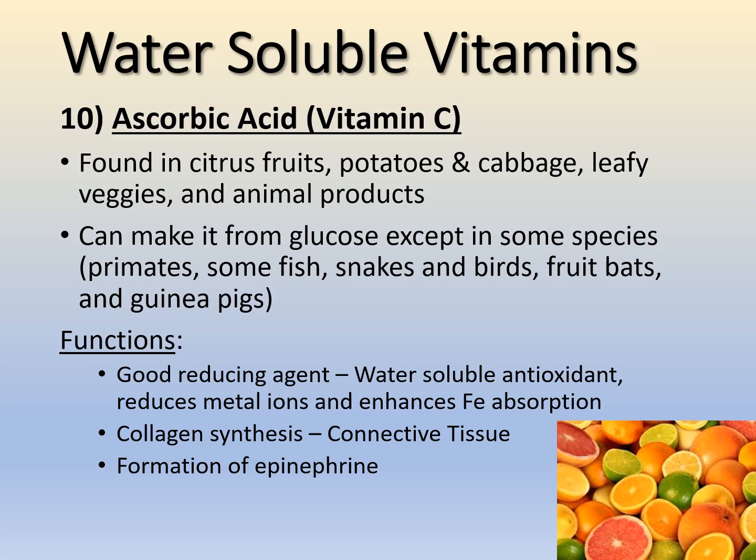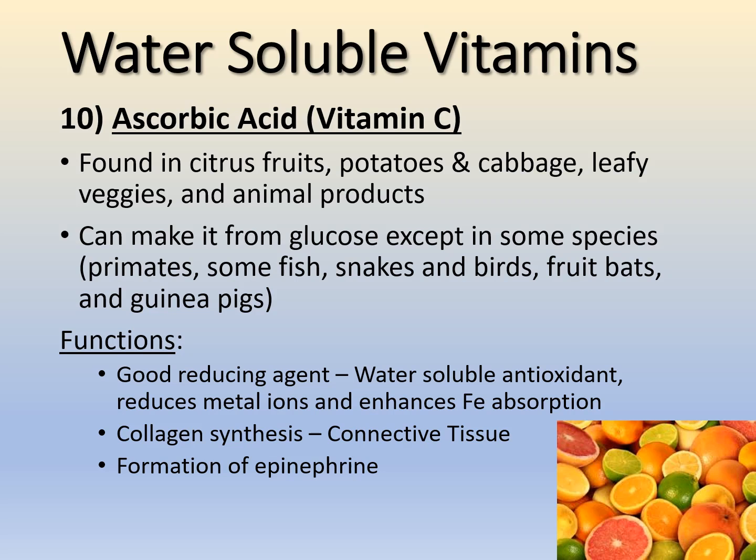So our last water-soluble vitamin we'll talk about is vitamin C. So I know a lot of people are very familiar with ascorbic acid, vitamin C. We mostly think of it just in citrus fruits, but you actually can find it in some vegetables and animal products as well. Now, most species can make it from glucose, except for some of us. So some species, such as primates, us, some fish, snakes, birds, fruit bats, and guinea pigs, we cannot make it from glucose. So we require a dietary source of vitamin C.